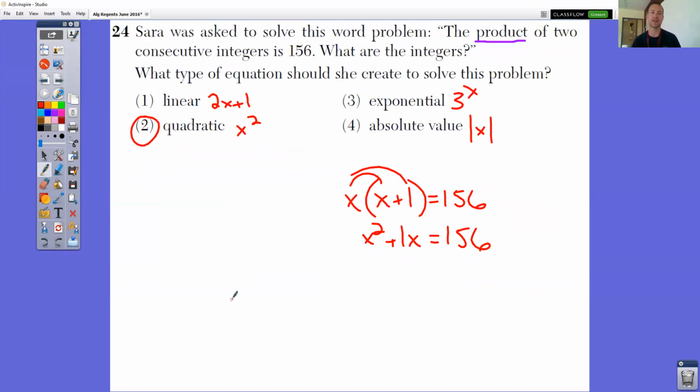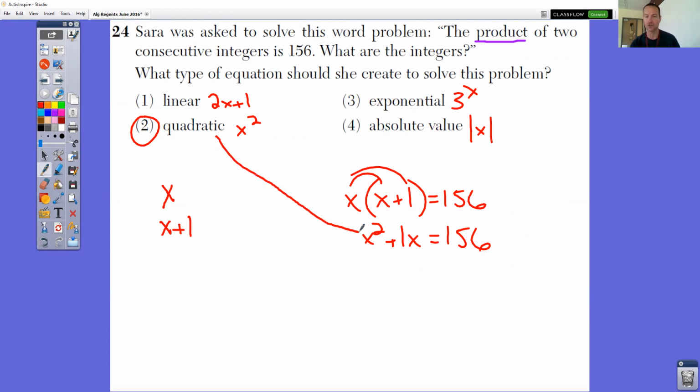So number 24, Sarah was asked to solve this word problem. The product of 2 consecutive integers is 156. What are the integers? What type of equation should she use? Well, you would let x equal the first integer. You would let x plus 1 equal the next integer. It says product, so we want to multiply them together. When you do x times x, you get x squared. X times 1 is 1x, and that would equal 156.